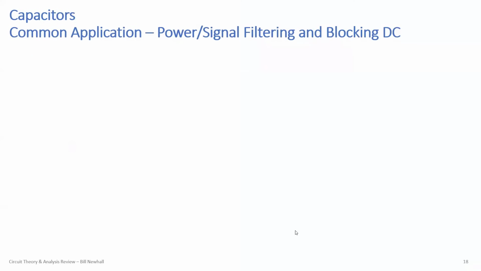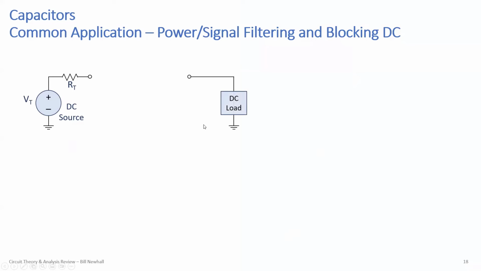All right, so here's a common application for a capacitor: filtering either a power voltage or a signal voltage, like from a sensor. Blocking a DC voltage is also common. So let's suppose you have a DC source. Here's the Thevenin equivalent, we'll talk about that, of a DC source. And then you have a DC load.